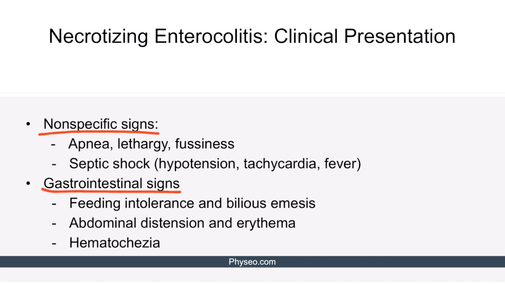Gastrointestinal signs include feeding intolerance and bilious emesis. Additionally, the patient may have abdominal distension and erythema due to colonic dilation. Hematochezia results from bowel necrosis.